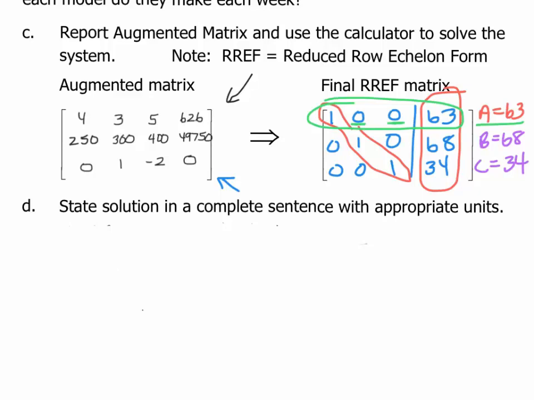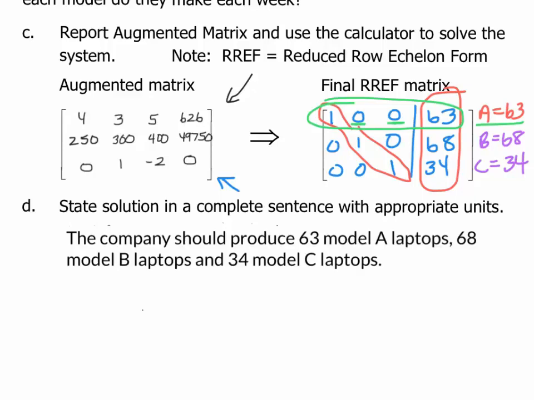The last thing we need to do is state our solution in a complete sentence with appropriate units. Our sentence should look something like, the company should produce 63 Model A laptops, 68 Model B laptops, and 34 Model C laptops. That's it for this video.